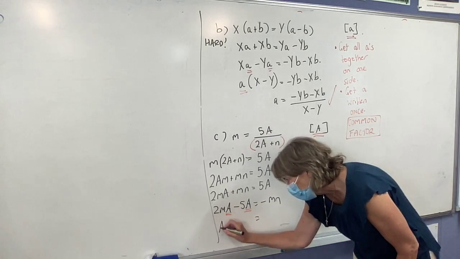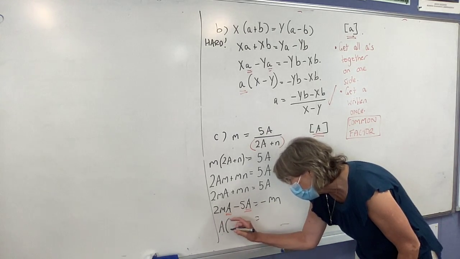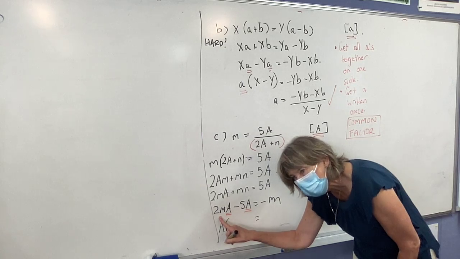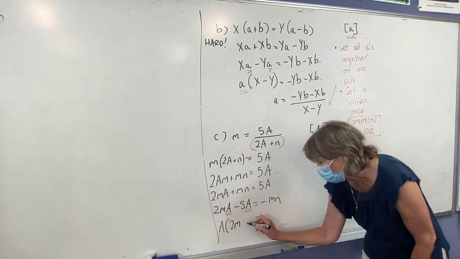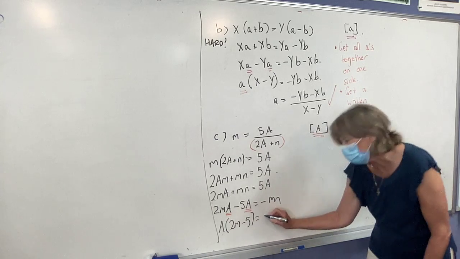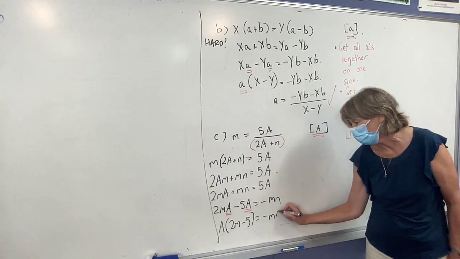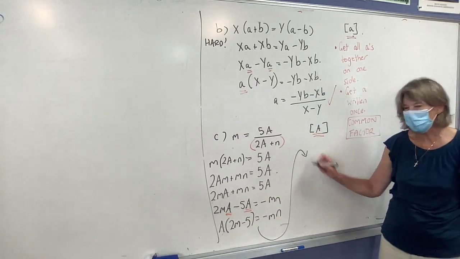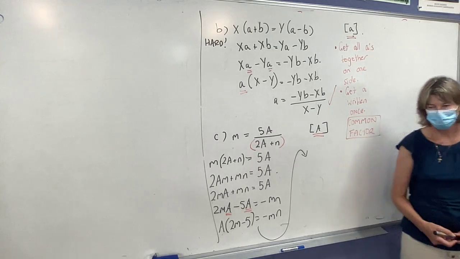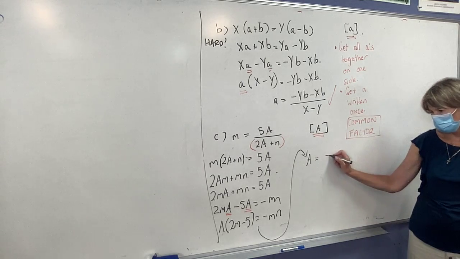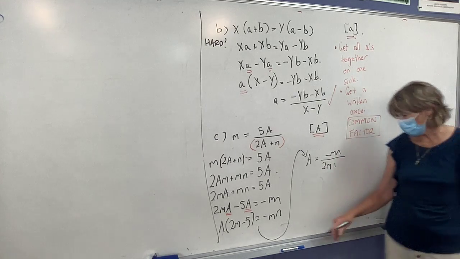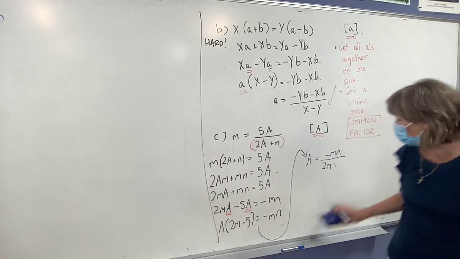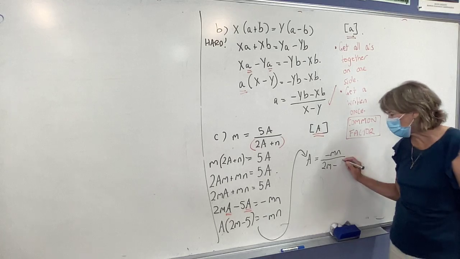A bracket 5 minus 2m. Have a look at the way I've written it here. A, 2m minus 5. That's better. Equals negative mn. Continue. Next line, then A equals negative mn over 2m minus 5. Perfect. So we have got the A by itself. We've got A to be the subject.